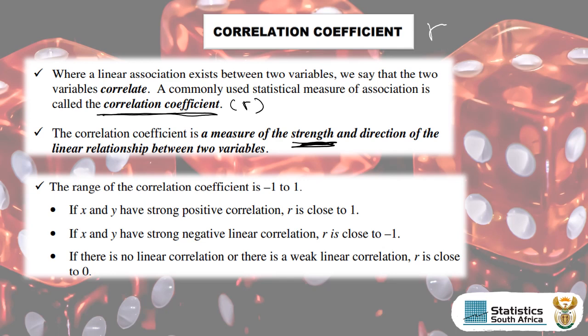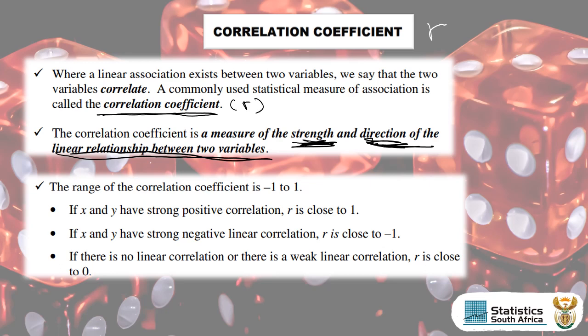It tells us about the strength and the direction of the linear relationship between the two variables. With direction, we are saying, are they all going up, is it positive? Or are they going down, is it negative? So that is the direction. The correlation coefficient gives you two things: the strength and the direction of the linear correlation.